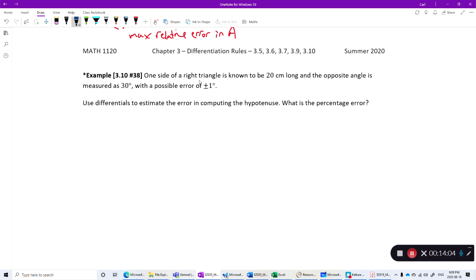Okay, one side of a right triangle is known to be 20 centimeters, and the opposite angle is 30. Okay, let's see here. So one side of a right triangle is known to be 20 centimeters, and the opposite angle is measured as 30 plus or minus 1 degree. Use differentials to estimate the error in computing the hypotenuse. Let's call that h. That's the hypotenuse.